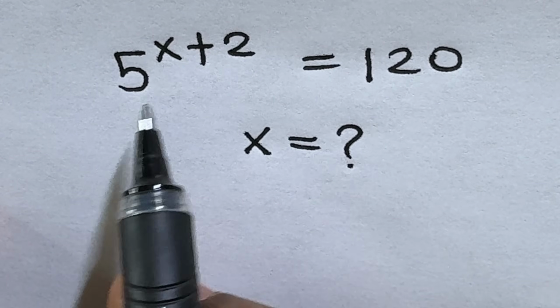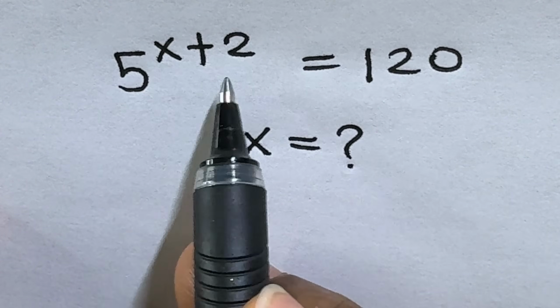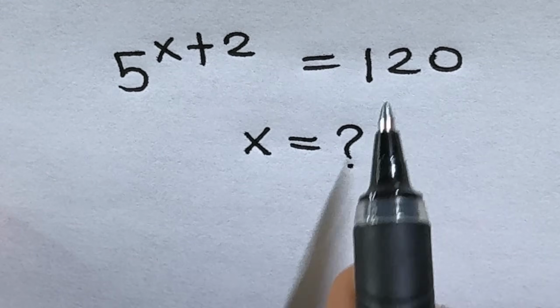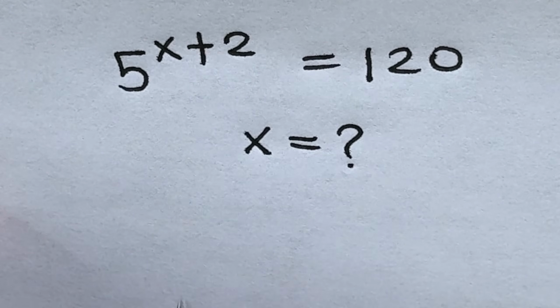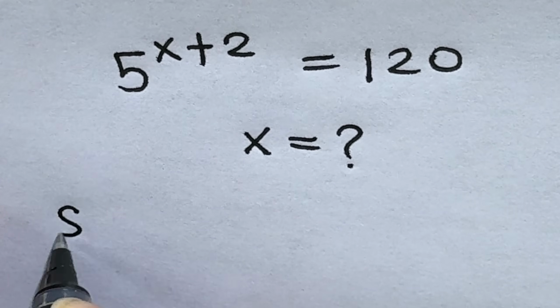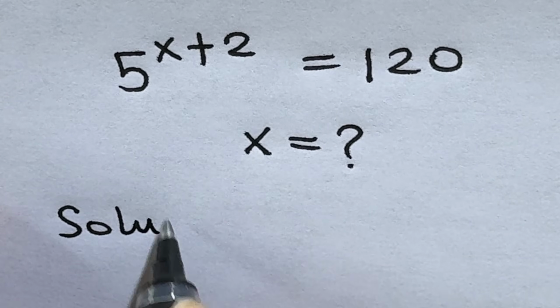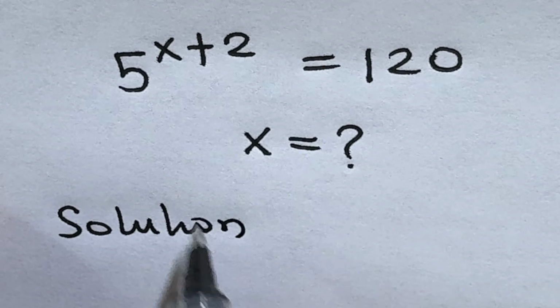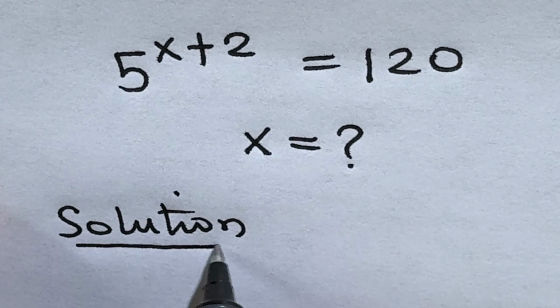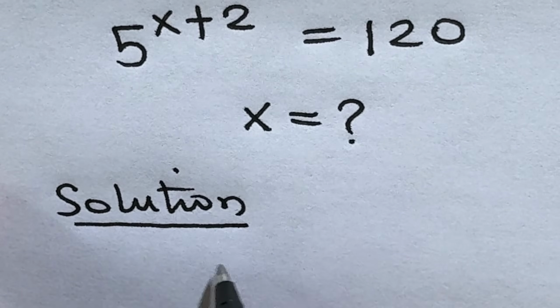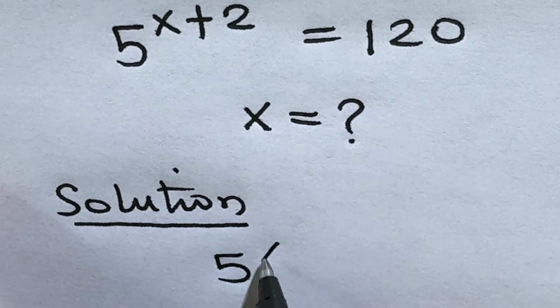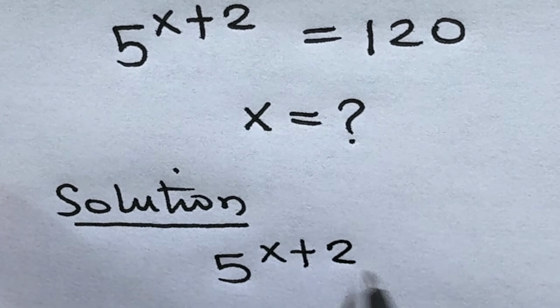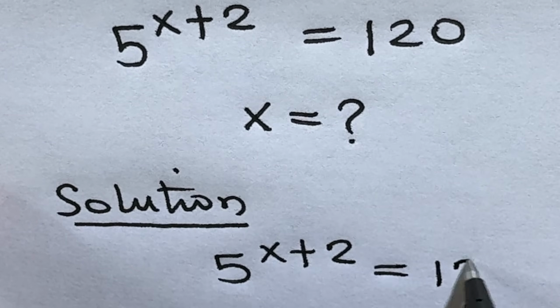In this video, 5 raised to power x plus 2 is equal to 120. Solve for x. We have 5 raised to power x plus 2 is equal to 120.